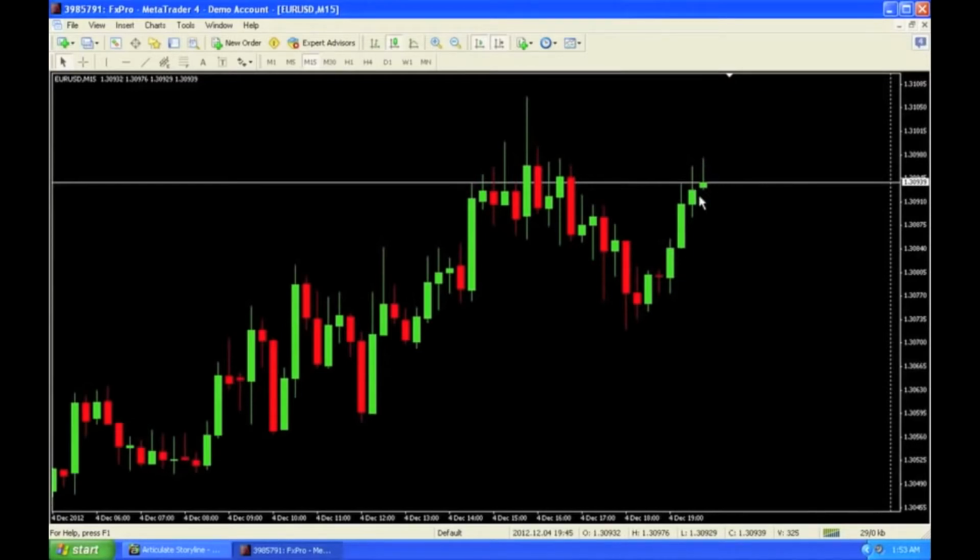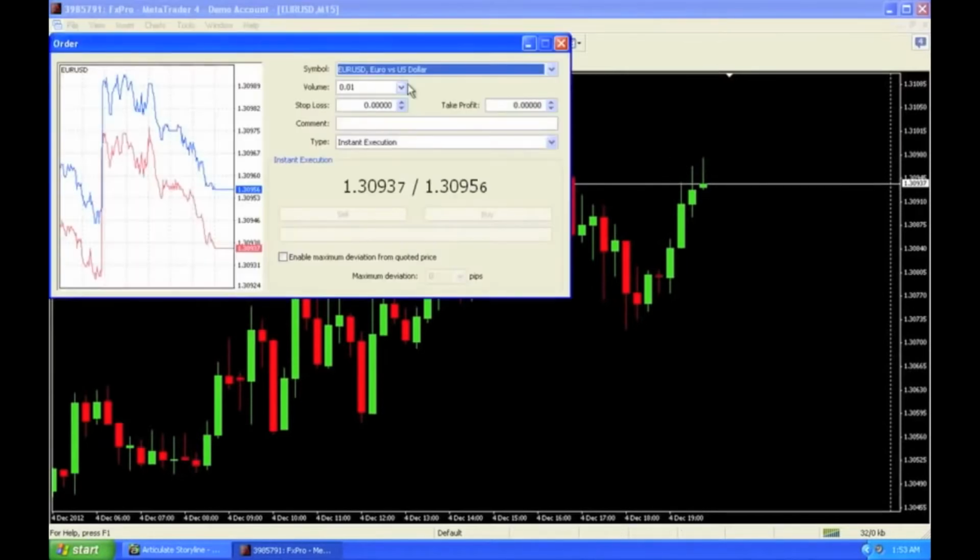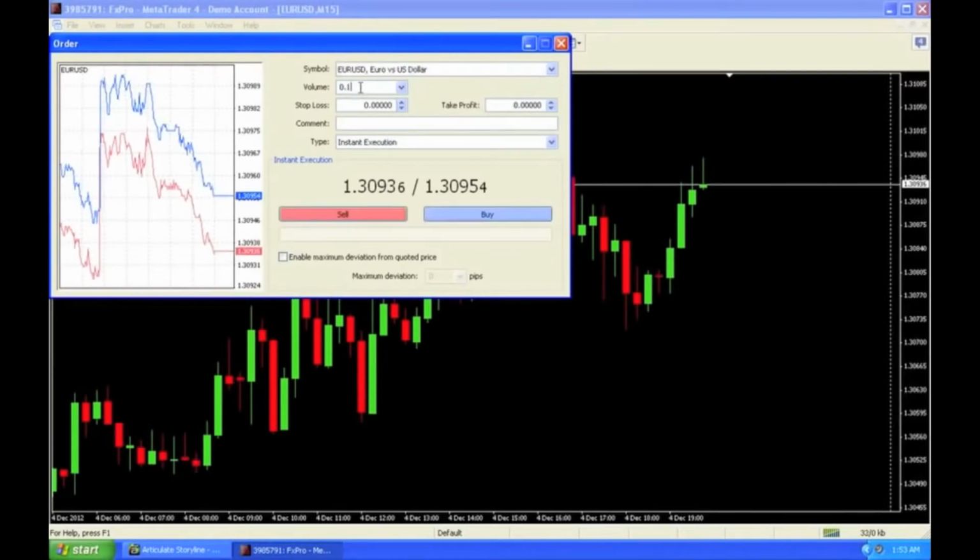Remember when you're trading your currencies, a simple way to look at it: if you want the base currency to go up, you're going to hit buy. If you want it to go down, you're gonna hit sell. In Forex you can make money either way, whether you go buy, or long, or sell, also known as short. In this particular case I am going to sell because I think the markets are going to go down. I'm going to sell one mini lot, which is 0.1.